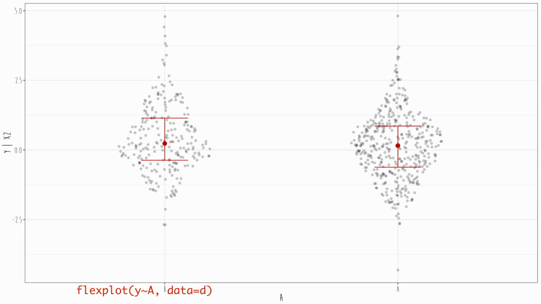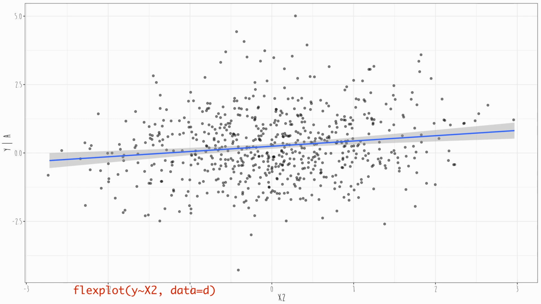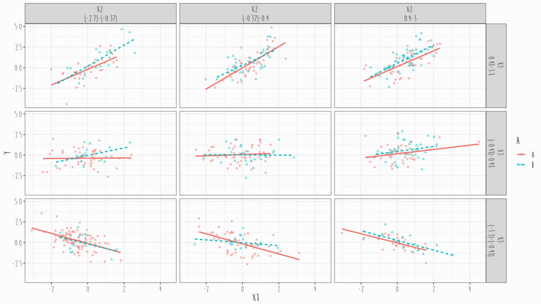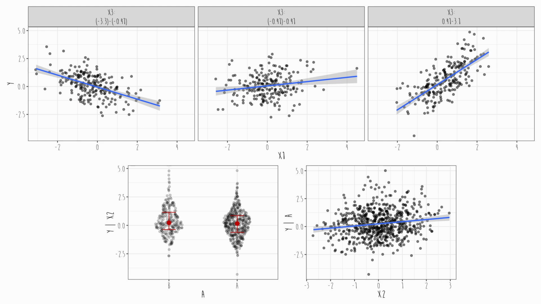And what about the remaining variables, a and x2? Well, assuming that x2 and a do not interact, or x3 and a, and in this case they don't, then these two relationships can be simplified with simple added variable plots. So here's the relationship for a, and here's the relationship for x2. So we went from this massive mess to these 3 simple plots that can be interpreted in isolation.